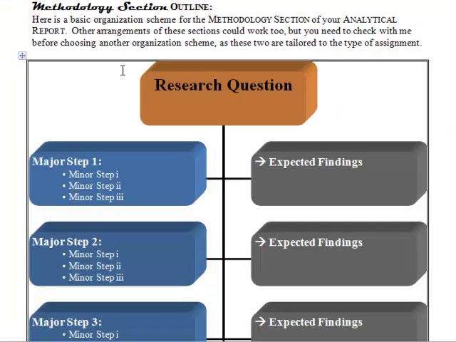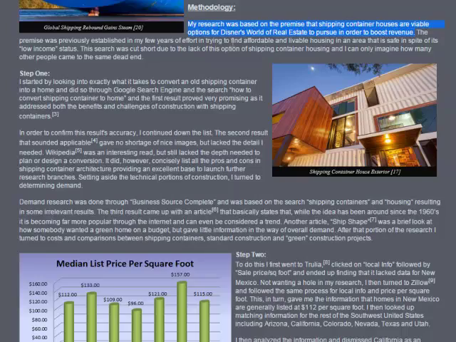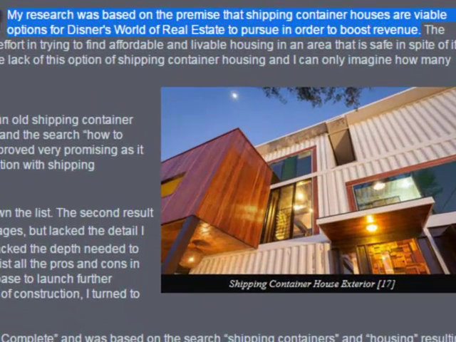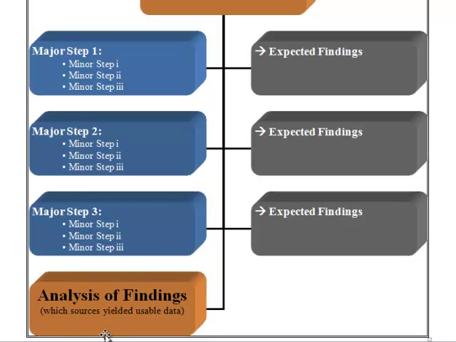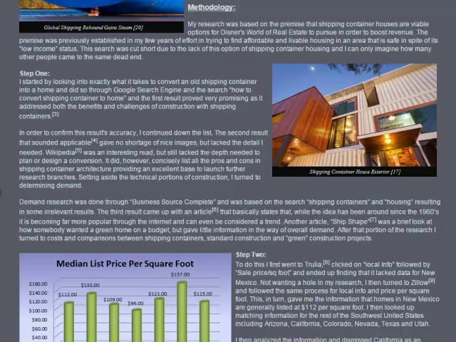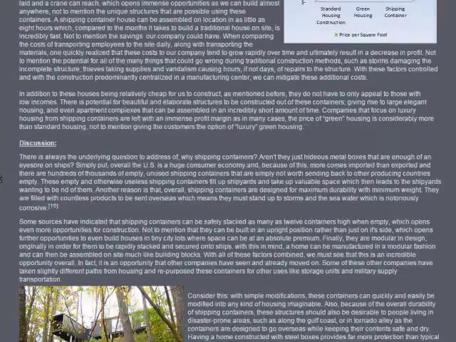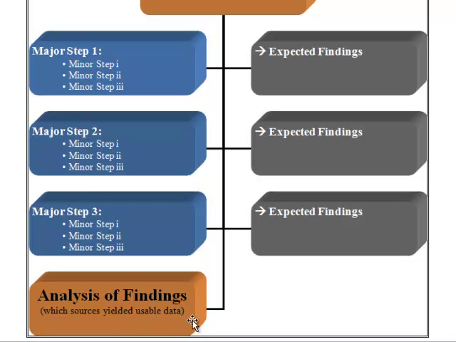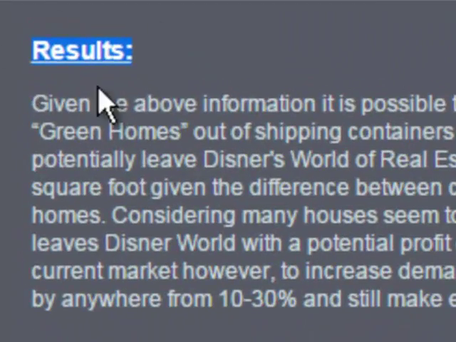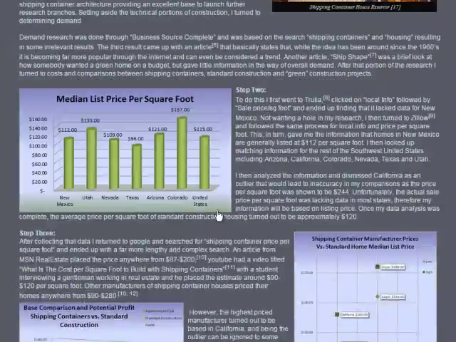The research question at the beginning of the methodology section should present to the reader what question the research is supposed to answer. The analysis of findings at the end of the methodology section should say how successful the researcher was in collecting usable data, with which to arrive at a conclusion. Aside from saying how useful the data was, it should not give the actual results. Save that for the results section of the report, which follows the methodology section.